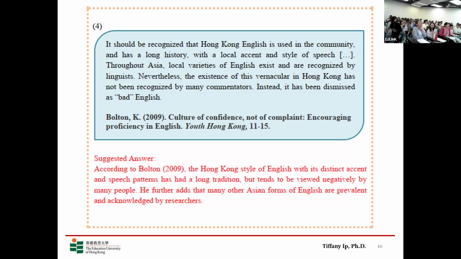Okay, so now I show you the suggested answer. To demonstrate one thing, that you take a photo first or you write it down first. We can change the order of presenting the different sentences.